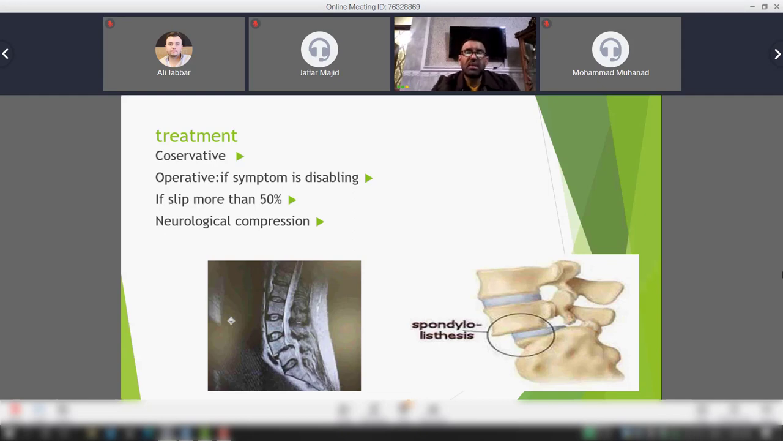تلاحظون ان الفيرتبرا is slipped forward. اذا slipped backward يسمونه retrolisthesis. Forward اسمه spondylolisthesis. Backward retrolisthesis.